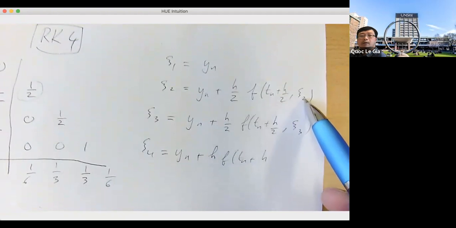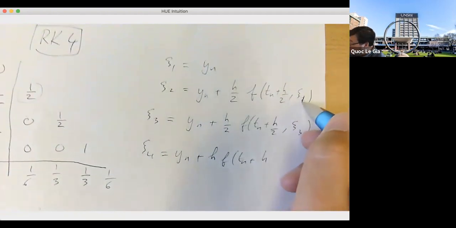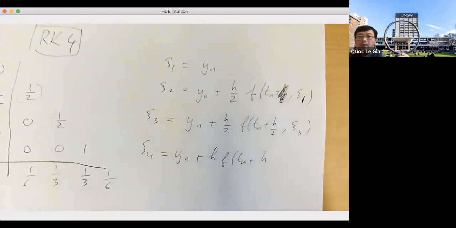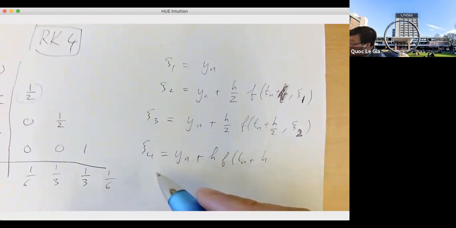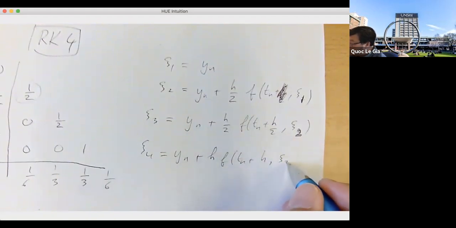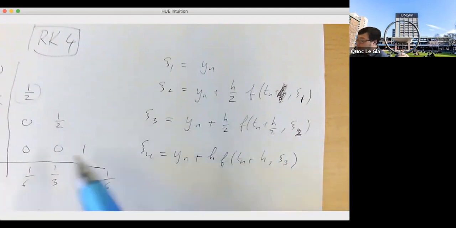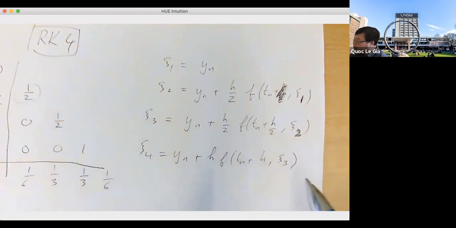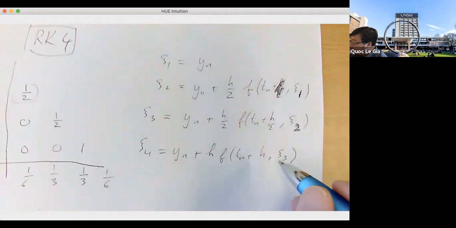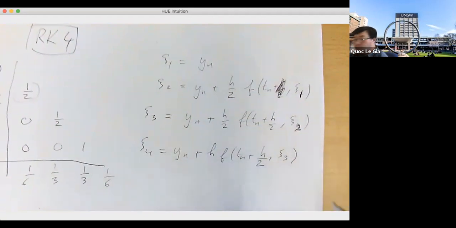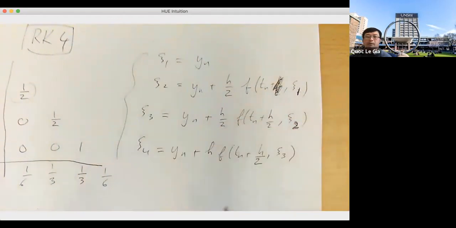This one is not correct. This one should be xi1, and there's no h over 2 here. And this one should be xi2. The xi3 depends on xi2, and xi4 depends on xi3. So Tn plus h over 2 still, because this one is C1, C2, C3. So this C3 is one half here. But this h comes from here. Yeah, the number 1 comes from here. So you got this formula.